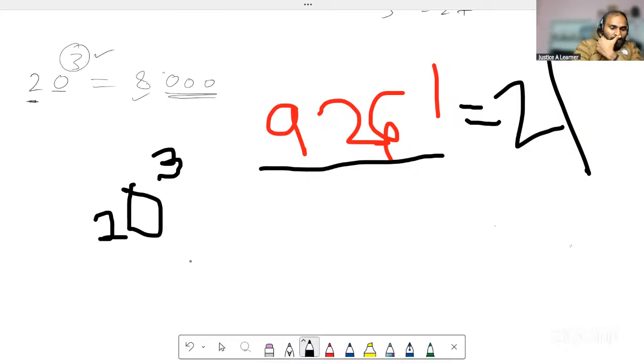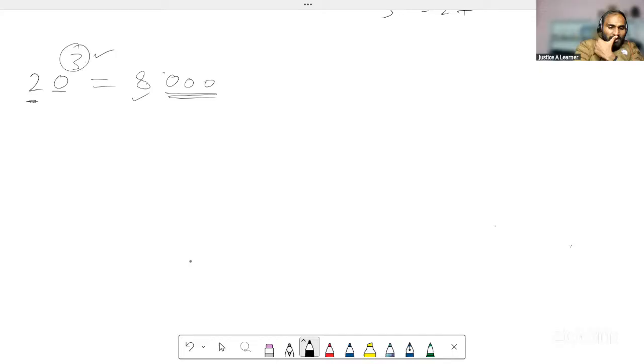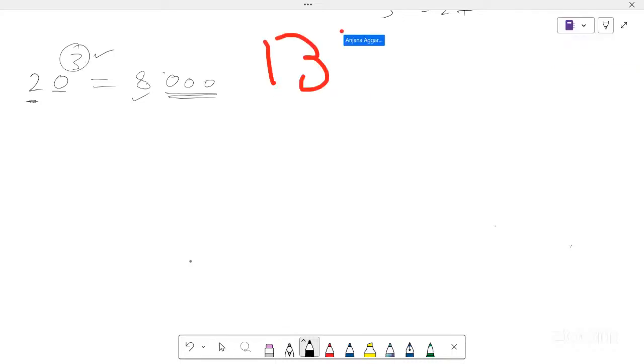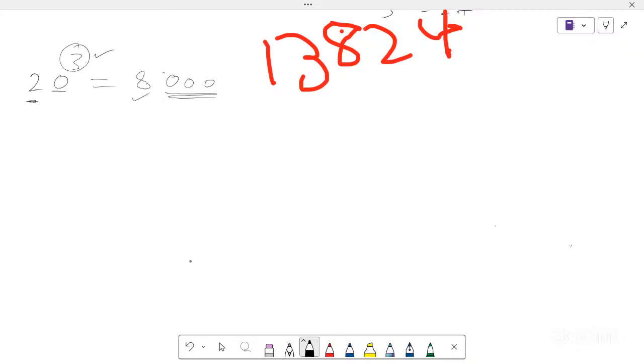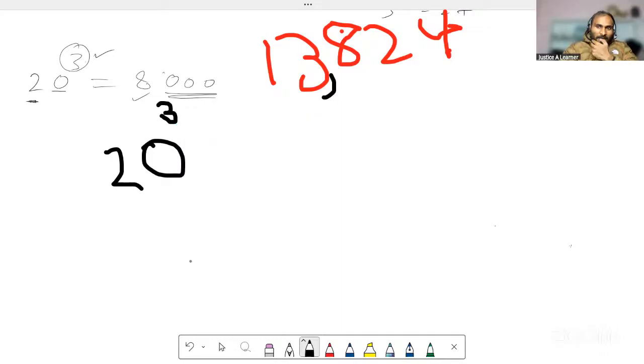So now for more questions, you may write 13,824. This is also in the range of 20 to the power of 3. Remember to multiply 3 times, okay? Don't make the mistake. So I have to still look above 20. Yes. So let's go and take 26.